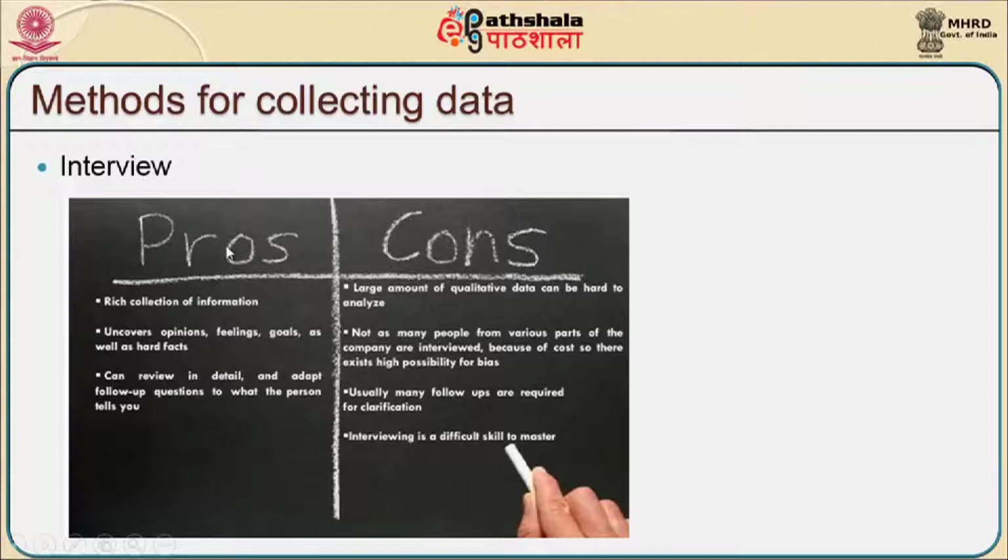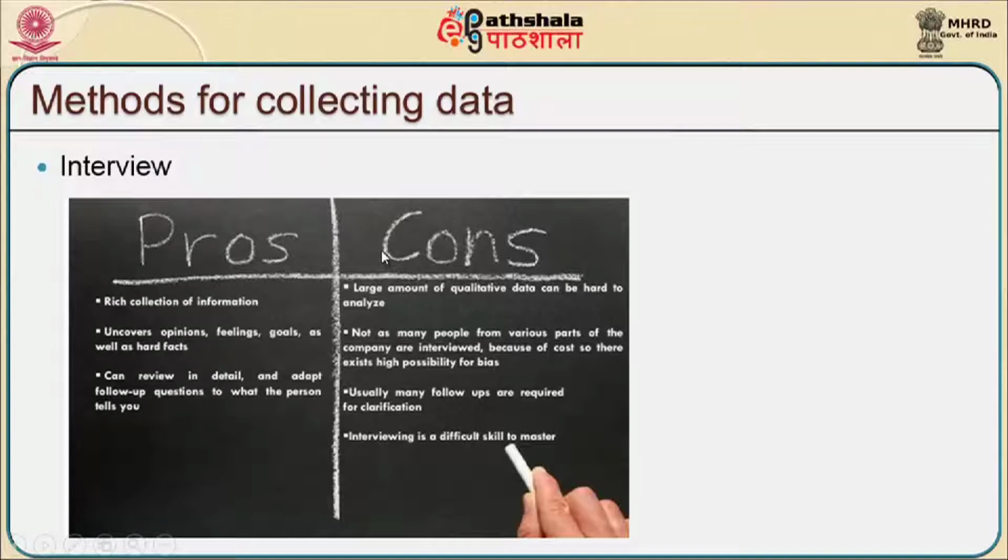Talking about the advantages of this interview based mechanism, the interview gives us a rich collection of information. It uncovers opinion, feeling, goals, as well as hard facts. It can review in detail and adapt follow-up questions to what the person tells you. At the same time, it has several disadvantages, like a large amount of qualitative data that can be hard to analyze.